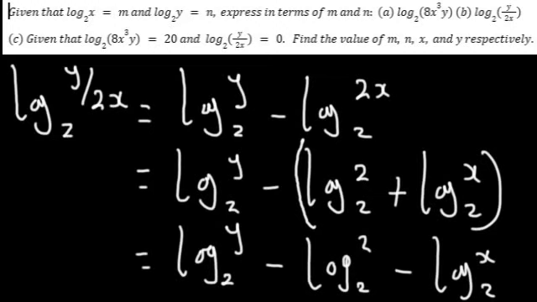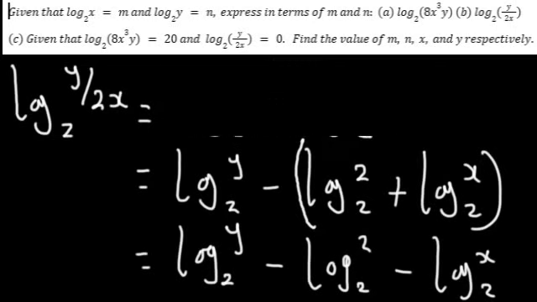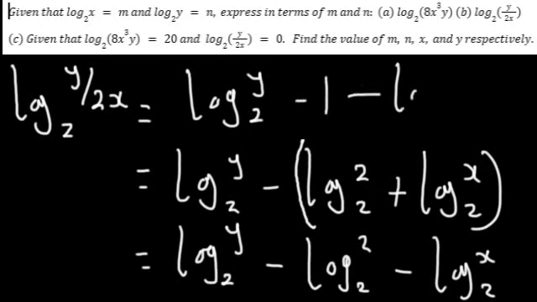Now at this instance, it's easier for me to evaluate the log of 2 to the base of 2 and substitute the values. That was actually a mistake. Okay, I just want to make sure that it is perfect. Good. So the log of 2 to the base of 2 normally means that it actually equals 1. So I'm going to be left with log of y to the base of 2, minus 1, minus log of x to the base of 2.